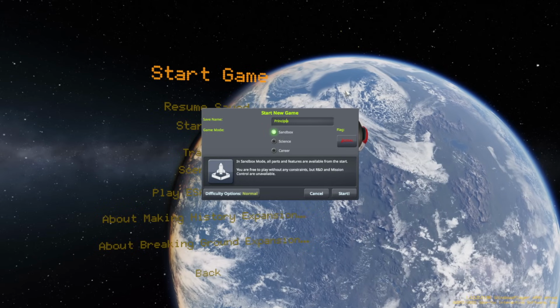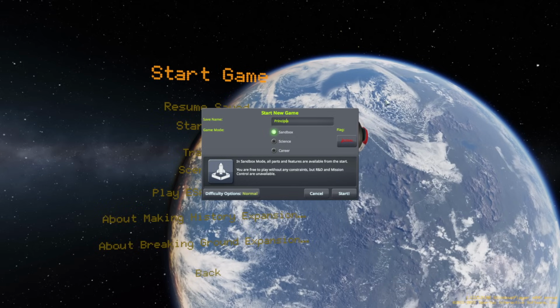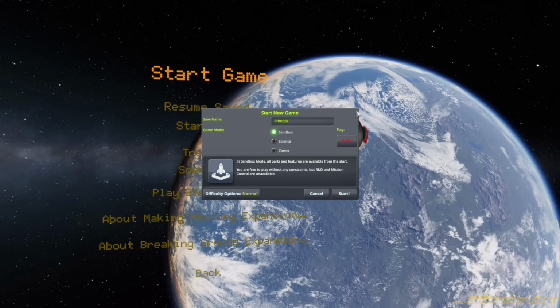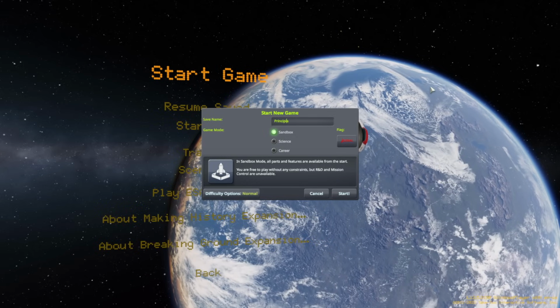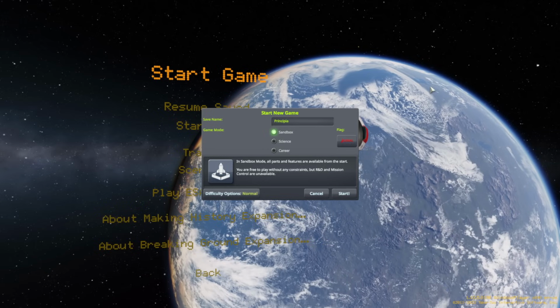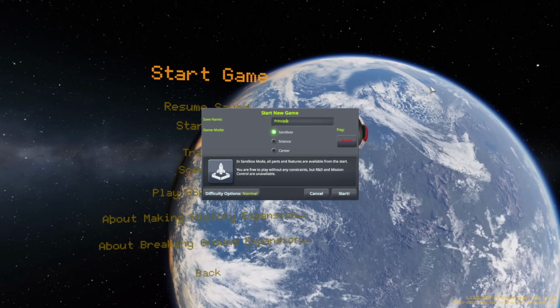But there is a mod that does give you n-body physics, and that is Principia. It is the n-body physics mod for Kerbal Space Program, and we will see what it does to the Debdeb system. Will the Debdeb system be stable with n-body physics, with everything gravitating with each other?